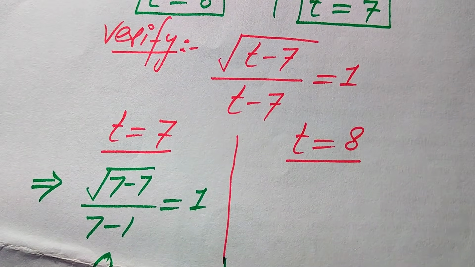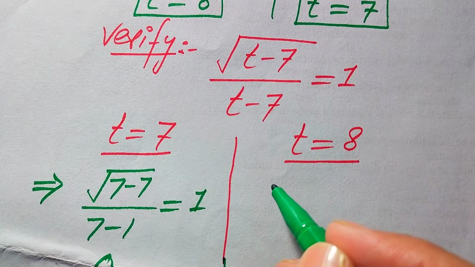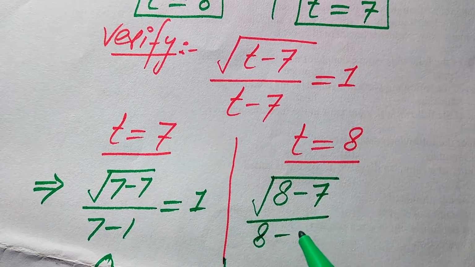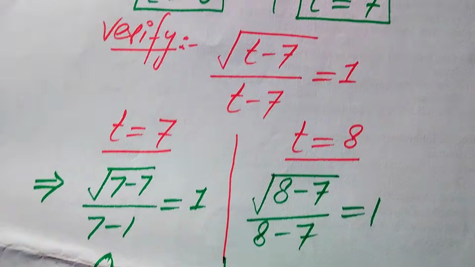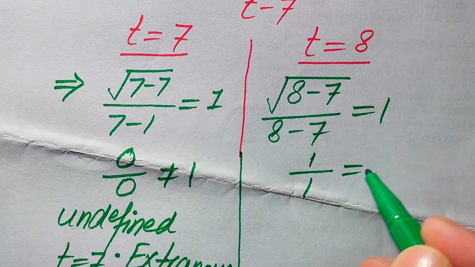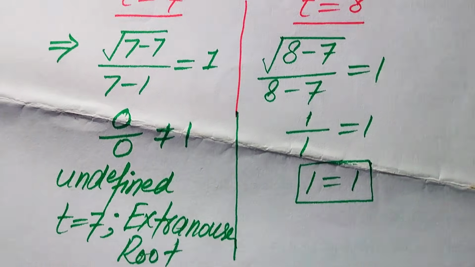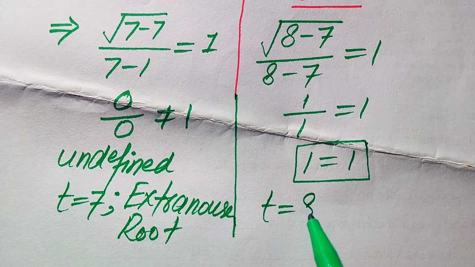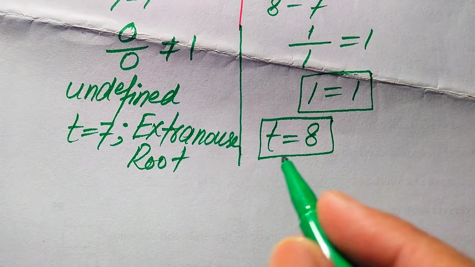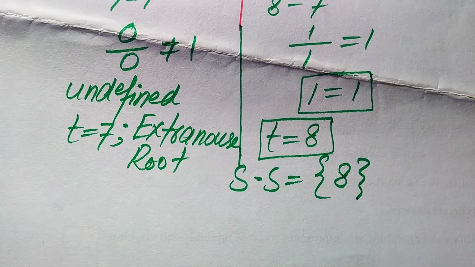Now in the same pattern we verify the second root, t equals 8. We put t equals 8 into the left hand side, and it becomes square root of 8 minus 7 divided by 8 minus 7 is equal to 1, and the square root of 8 minus 7 becomes 1 divided by 1 is equal to 1, and we clearly get 1 equals 1. This shows that the second value of t satisfies our given question statement. So we call t equals 8 the only solution of the given equation, so the solution set of this problem is 8 only.